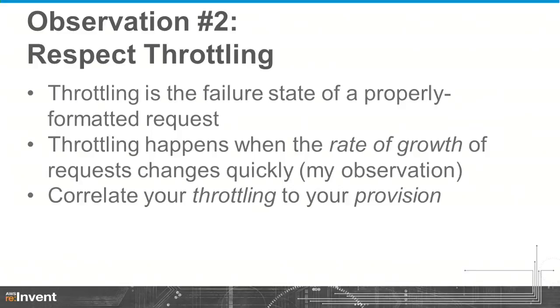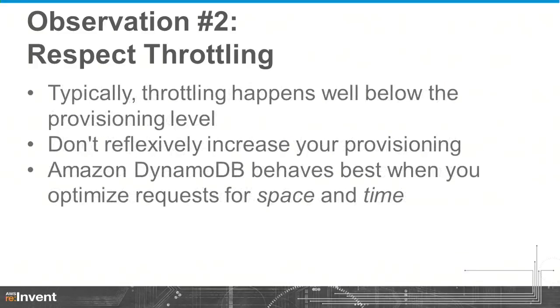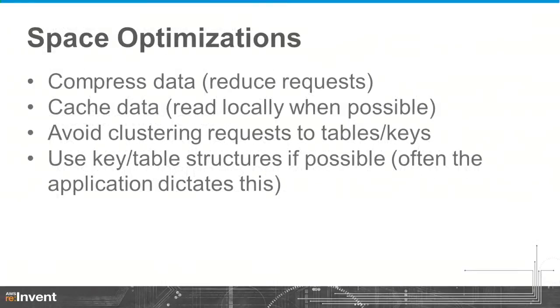If you're seeing throttling in your application, I think the worst thing you can do is just jack up your provisioning. You're just paying more, and you're going to get the same throttling anyway unless you change the way you work with DynamoDB. So what we can do to attempt to minimize throttling is to optimize your requests over space and time. What does it even mean to optimize requests over space?